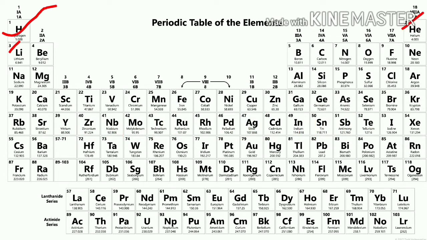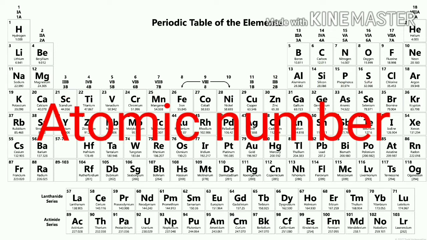The atomic number of hydrogen is 1, helium 2, lithium 3, beryllium 4, boron 5, carbon 6, nitrogen 7. Like that, you can also think of the atomic number of other elements. From the data, it is clear that the elements are arranged according to the increasing order of their atomic number.